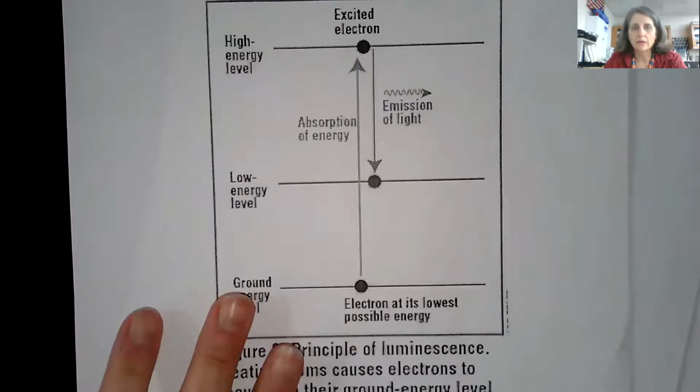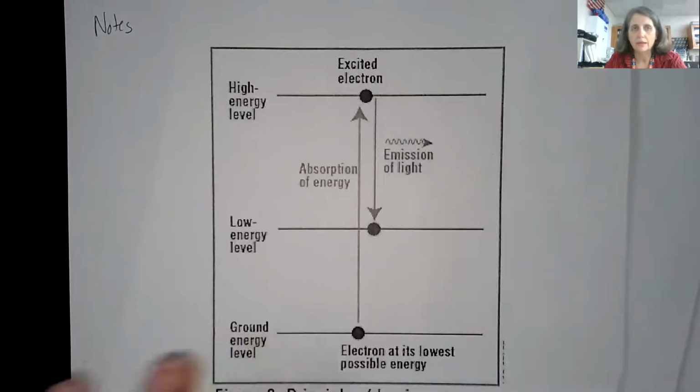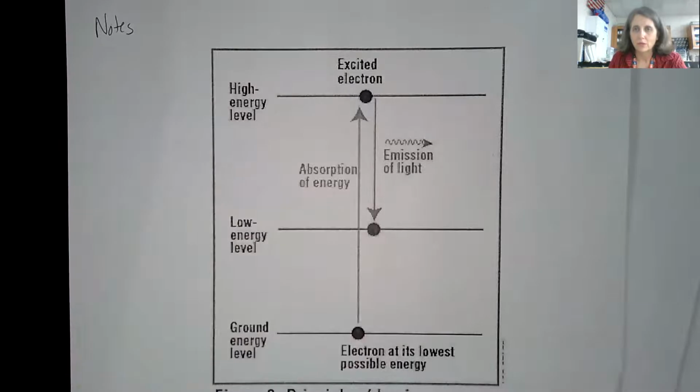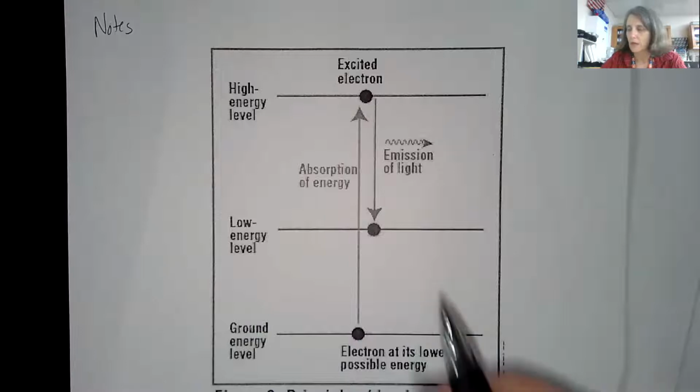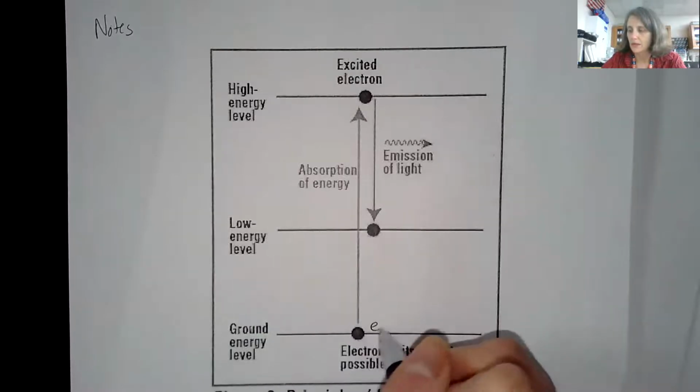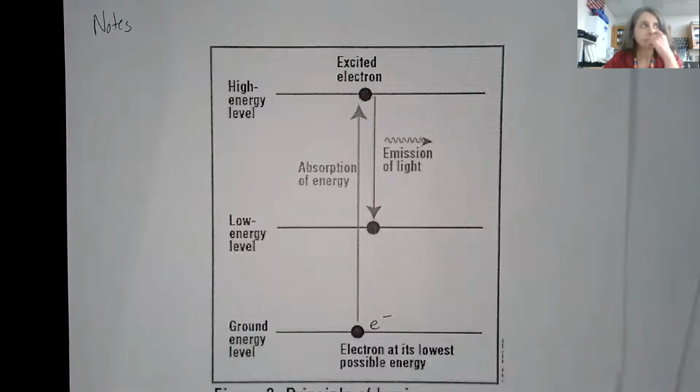So find this diagram somewhere in your note packet and put notes on the top just so you have that for your reference. So this little diagram is kind of showing you what is taking place when you put something into the flame. So please understand that this dot here is an electron, and this electron is moving to a higher energy state.